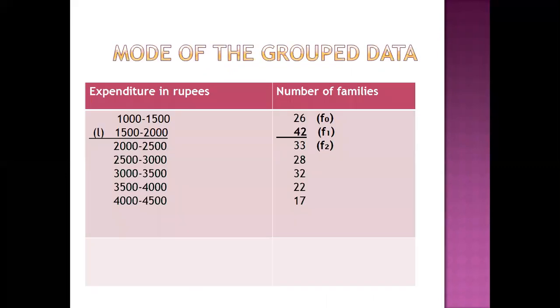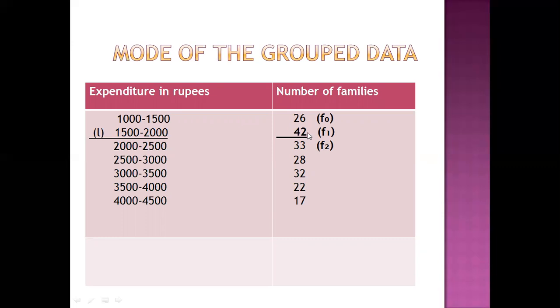So write again the given question in a vertical direction: expenditure in rupees, that is class intervals, and number of families, that is frequency. Now you see here the highest frequency is 42. So that is already underlined over here. 42 is the highest frequency, so that will be F1. The preceding one is F0. The succeeding one is F2.